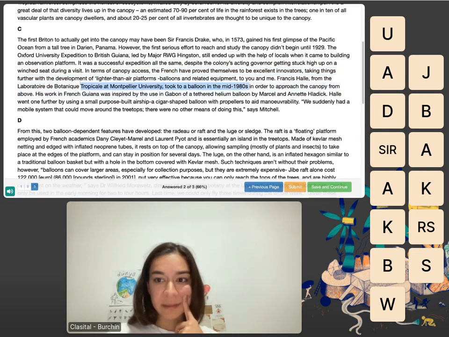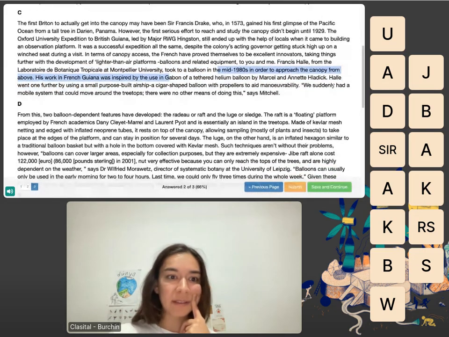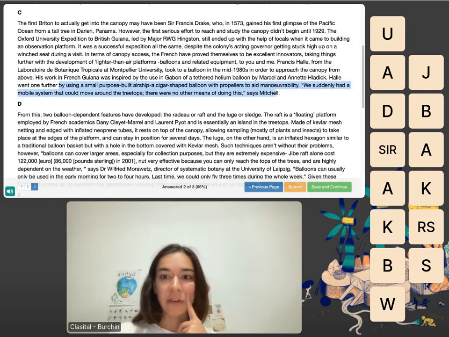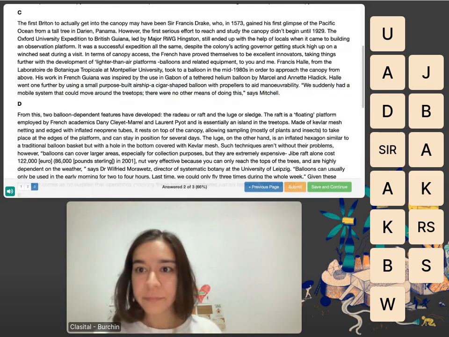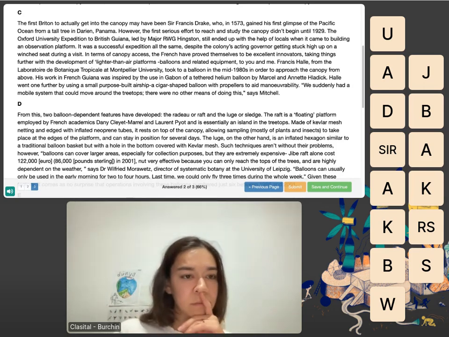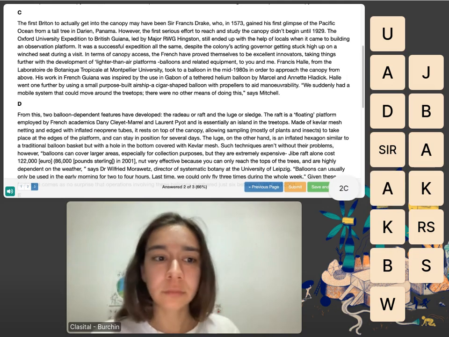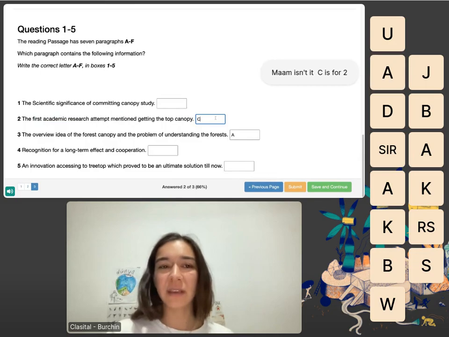It took a balloon in the middle to study the canopy from above. Balloon, small purpose-built airship. We suddenly had a mobile system that could move around the treetops. We were no longer built, blah, blah, Mitchell. Two, very good. 2D. I will put here C.